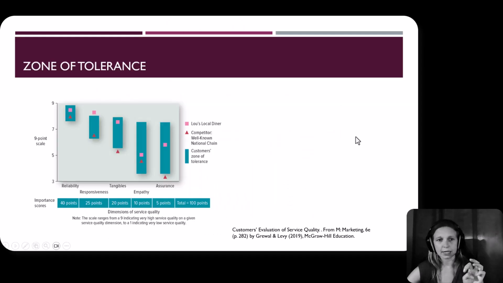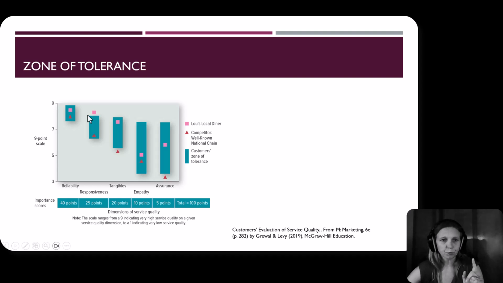And then we've got this idea of zone of tolerance. So these blue boxes are what the consumer will tolerate. Say that this is their expectation on a 9-point scale of what they want to see in a service. So this is Lou's Local Diner on reliability, responsiveness, tangibles, so the food itself, empathy, and assurance.